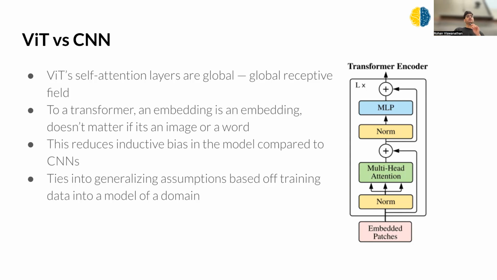This reduces inductive bias in the model compared to CNNs, and it ties into generalizing assumptions based off training data into a model of a domain. Now, what that means is that instead of being specific to certain types of images or specific to images in general, we've successfully come up with an architecture that can be used across modalities and for a variety of tasks. By making models that are more generalizable to various input data and various classes, we're getting closer and closer to a future where machine learning can be applied to various problems without making bespoke architectures for these modalities.